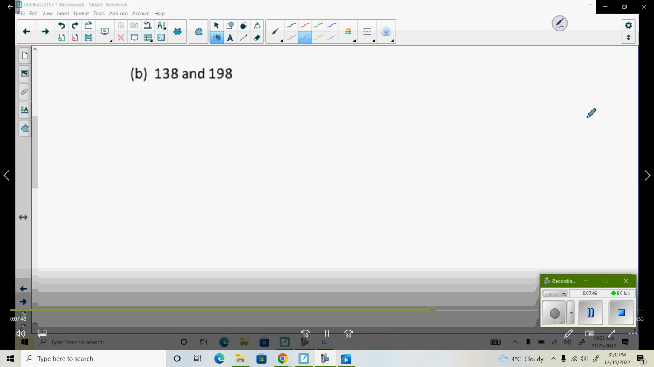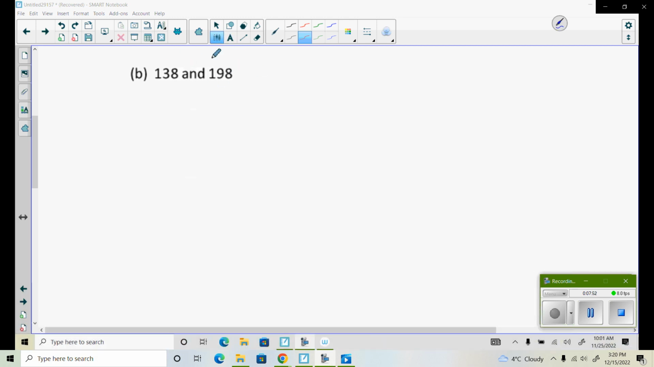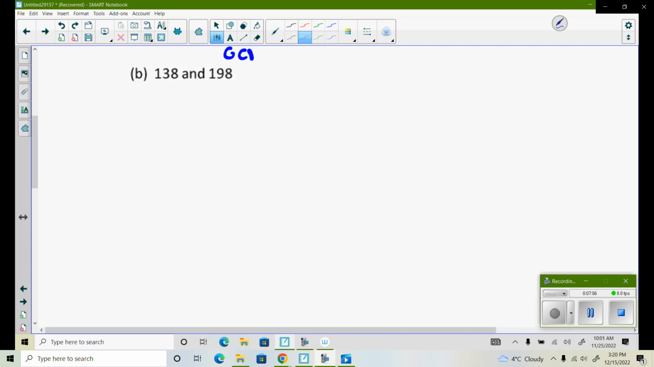Okay? We're going to do one more example. We're going to take 138 and 198, and we're going to find the GCF between these two numbers. So similar to our last example, the very first thing you need to do is your prime factorization of both numbers, or our hockey stick method for both numbers.